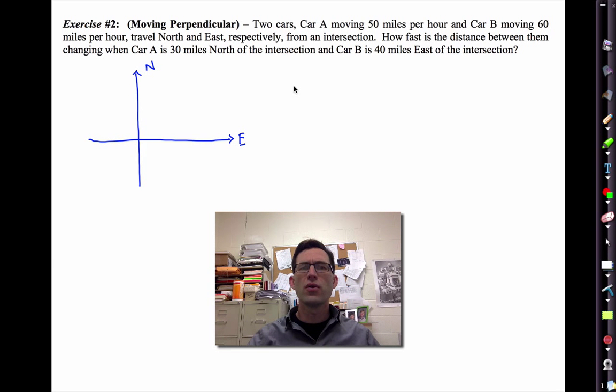Okay, two cars. Car A is moving north. We'll just put a little A here, moving north. Car B is moving east.